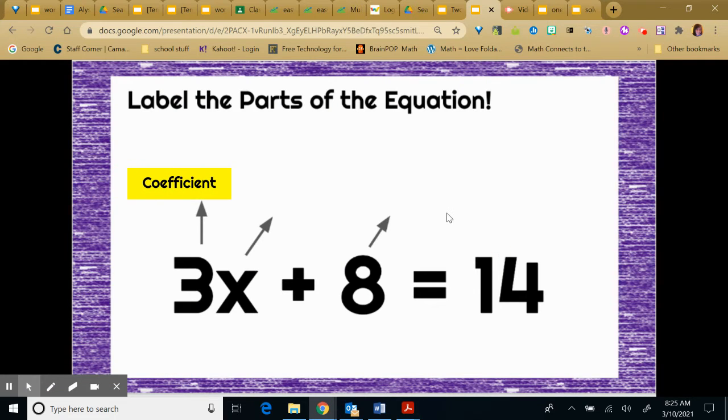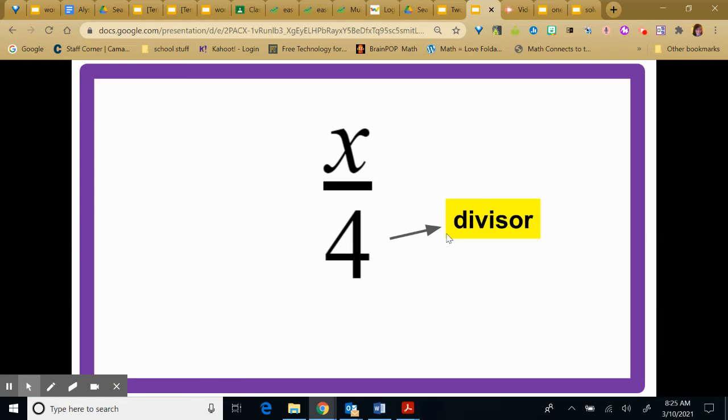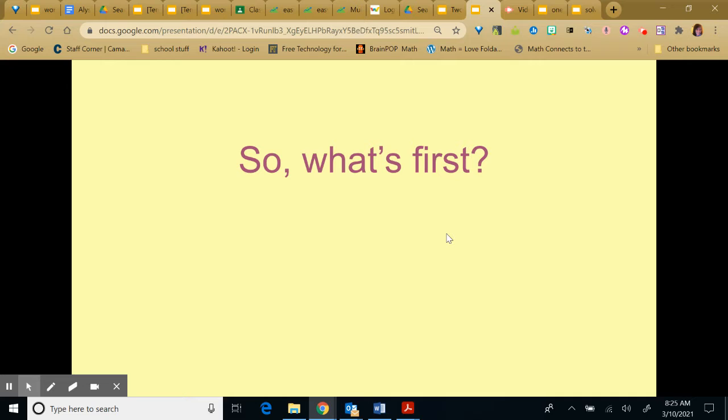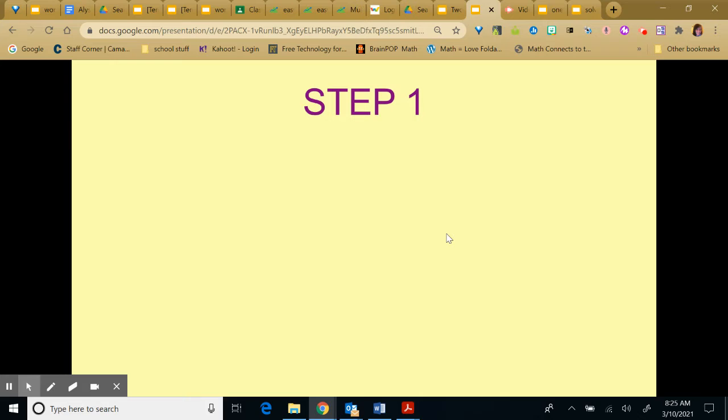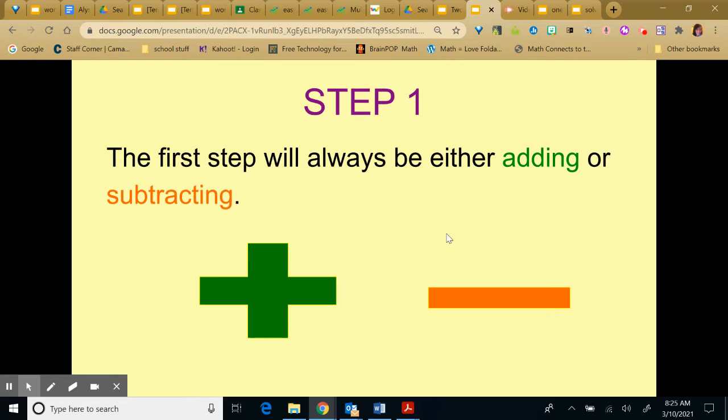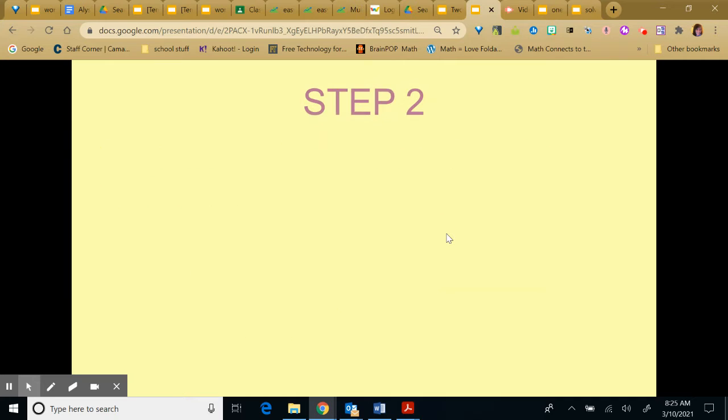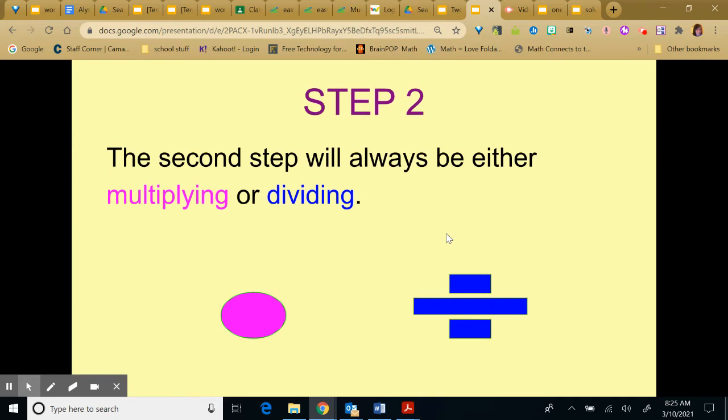Okay. So again, coefficient, variable, and constant. So what's first? You need to break the equation into two steps. So step one will always be either adding or subtracting. You will always start a two-step by adding or subtracting something, the constant, actually, okay? And then step two, you'll always be multiplying or dividing, always. Once you've gotten your addition and subtraction out of the way, then it's time to do multiplying or dividing, and then you're done.